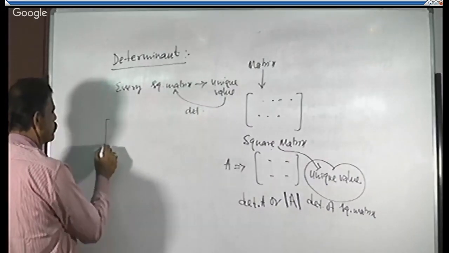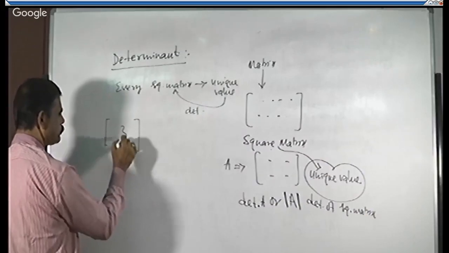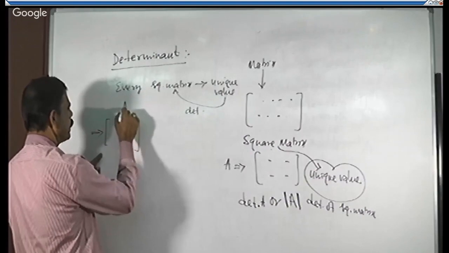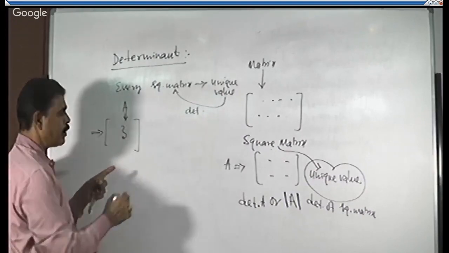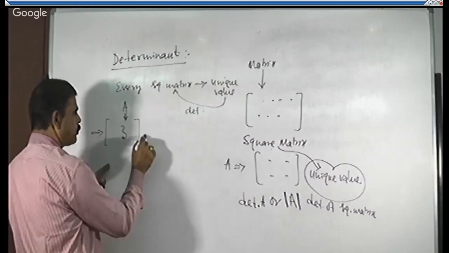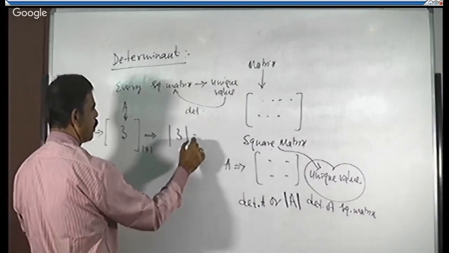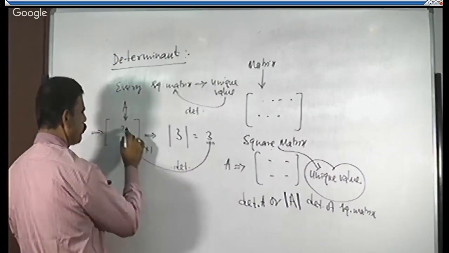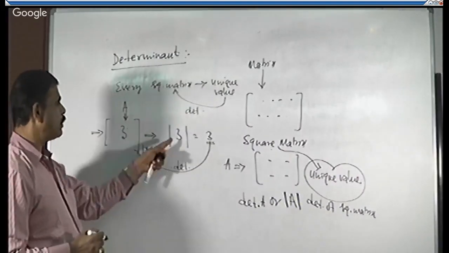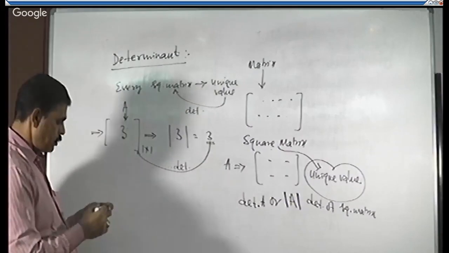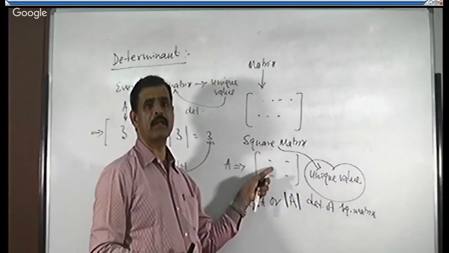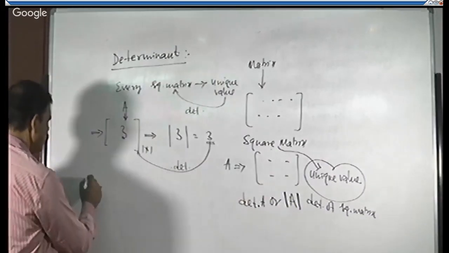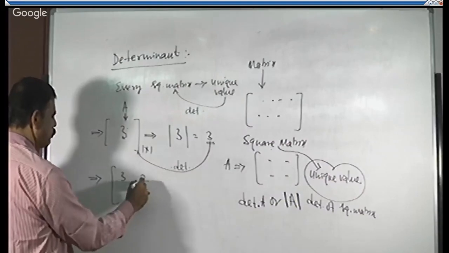Let us take a square matrix of order 1 cross 1. For this matrix A, the order is 1 cross 1. Its unique value is 3, so 3 will be the determinant value of the matrix A. This is the definition for a matrix of order 1. So if the square matrix has order n cross n, it will always have a determinant of order n only.